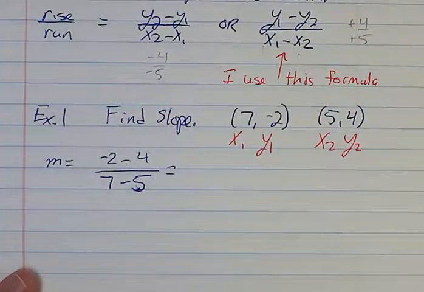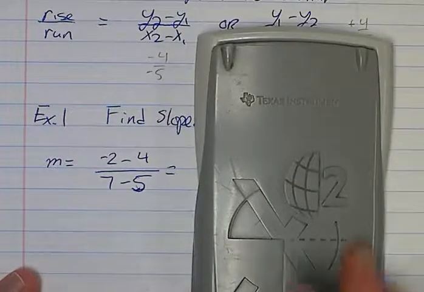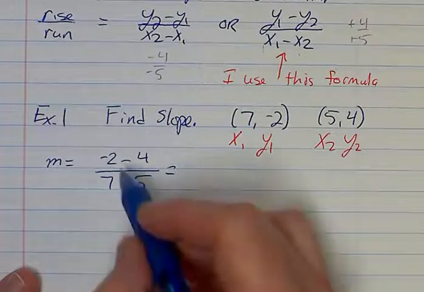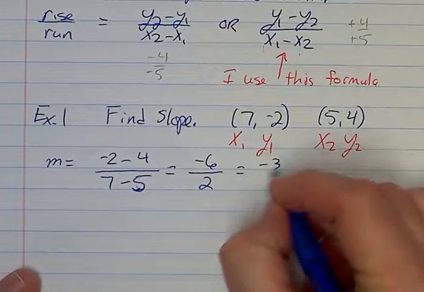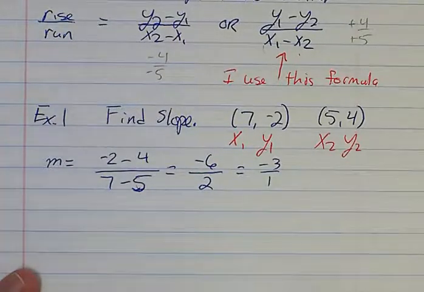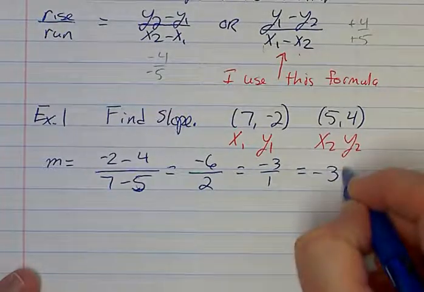All right, if you're not good with negatives, don't fight against that. Use your calculators. Everybody's got a calculator that's here. So if we're doing these problems, take out your calculator and use it, because it's going to help you out on these. If you do negative 2 minus 4, that's a negative 6. If you do 7 minus 5, well, that's just 2. And if you have negative 6 over 2, you can simplify that down to negative 3 over 1. Or if they're asking you just to find the slope, if it's over 1, you can just put that as negative 3.